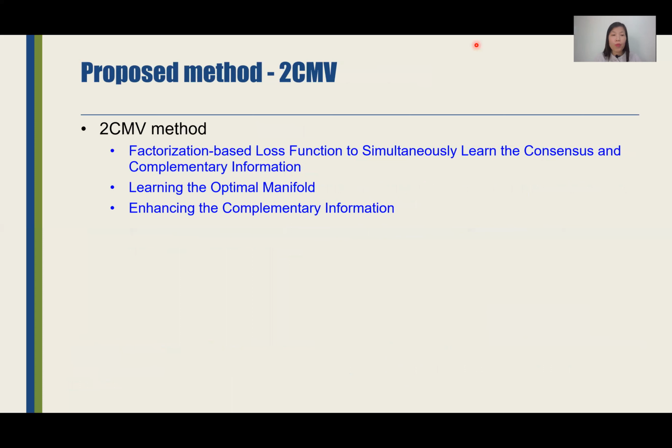In this paper, we propose to learn the optimal manifold, which is incorporated in a factorization-based loss function to simultaneously learn the consensus and complementary information.